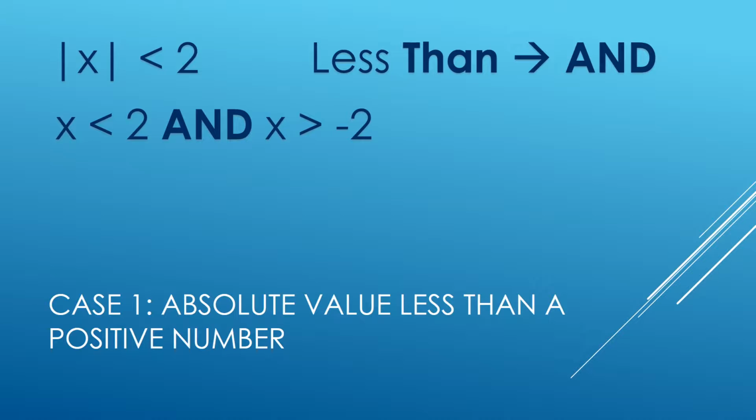Now notice in the first inequality I dropped the absolute value bars, but I kept the less than 2 the same. In the second inequality I also dropped the absolute value bars, but I changed the direction of the inequality. So we went from less than to greater than. And I also took the opposite. So the opposite of 2 was negative 2. In this case, we can write this in compact notation, which is negative 2 less than x less than 2.